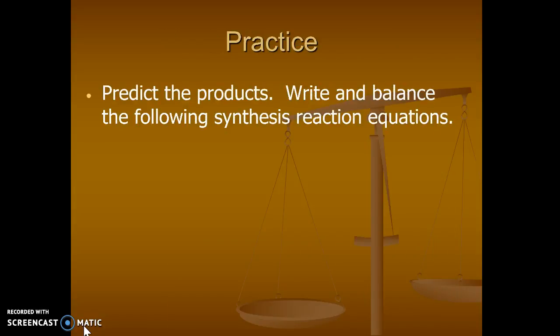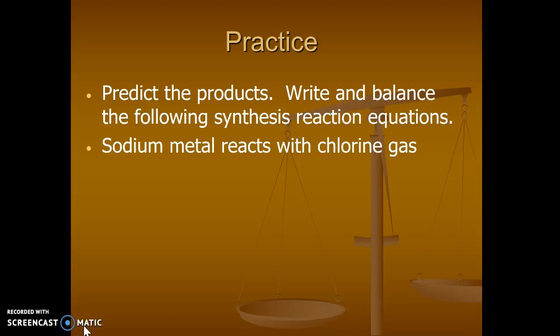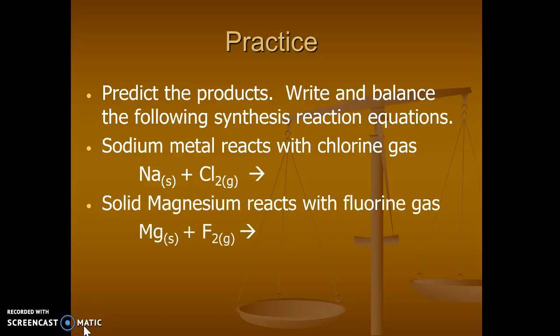So let's predict the products here and write them as balanced equations. Sodium metal reacts with chlorine gas. What's sodium metal? Na. Chlorine gas, diatomic, Cl2. So what do we get? Well, we're going to end up with one product, obviously, because we only have sodium and chlorine to work with, and when they come together, you get sodium chloride. So NaCl, and then you can balance the reaction afterwards.